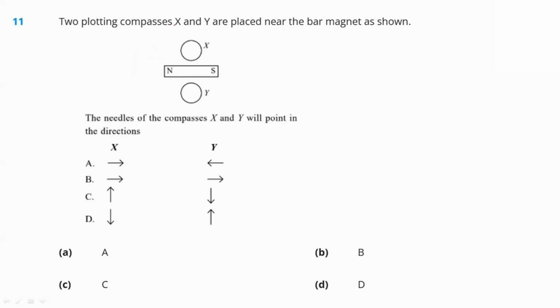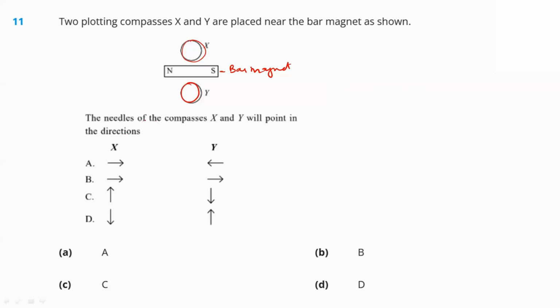Now, two plotting compasses X and Y are placed near the bar magnet as shown here. So this is a bar magnet, and two plotting compasses X and Y are here. This is one compass, X, and Y is another compass. So what direction will the needles of the compasses X and Y point in?